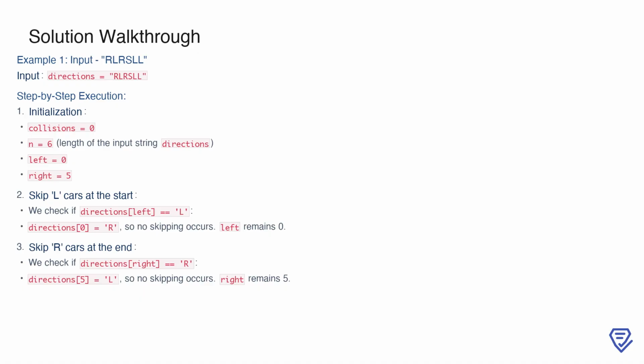Next, we check for any L cars at the beginning of the road. Since the first car, directions[0], is R, no skipping occurs, and left remains at 0. Similarly, we check for any R cars at the end of the road. The last car in the string, directions[5], is L, so again, no skipping occurs, and right remains at 5.